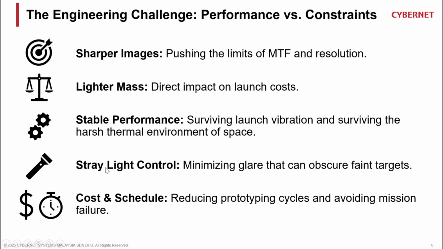Next one is the stray light control. It's about minimizing the glare that can also obscure the faint target. Most of the stray light in space comes from sunlight or the reflection of light from others, like the moon, the earth, or other sources.